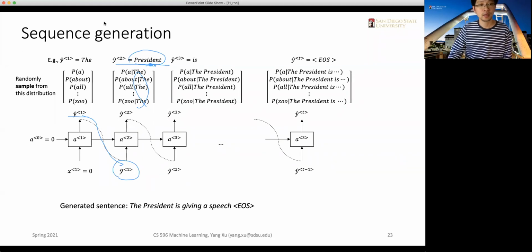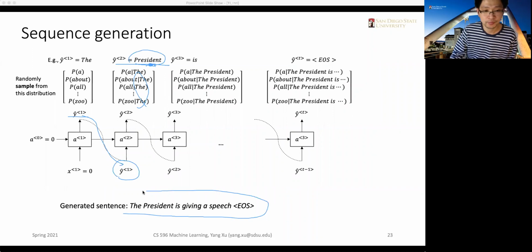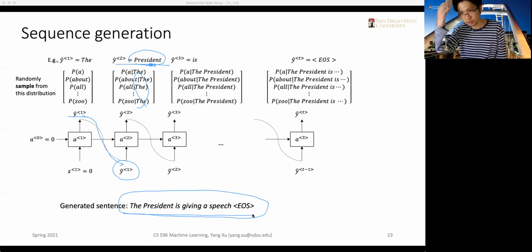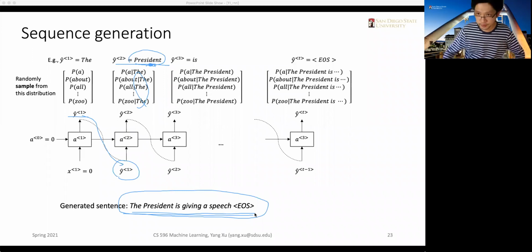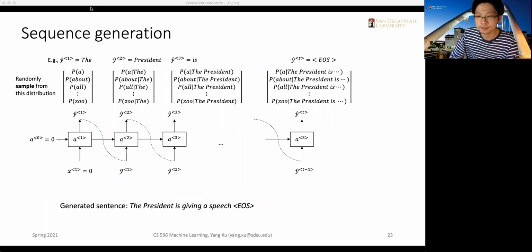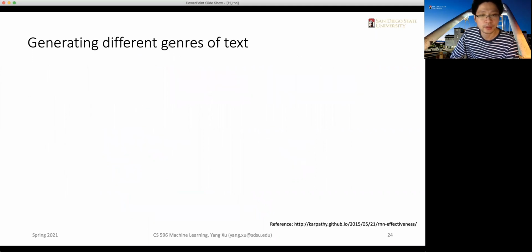So this generated sentence makes sense semantically, right? It follows the subject-verb-object grammar, and it basically reads naturally, because the model being trained can successfully capture the probabilities of the next word given all the previous words being said. All right, that's a complete example of sequence generation.